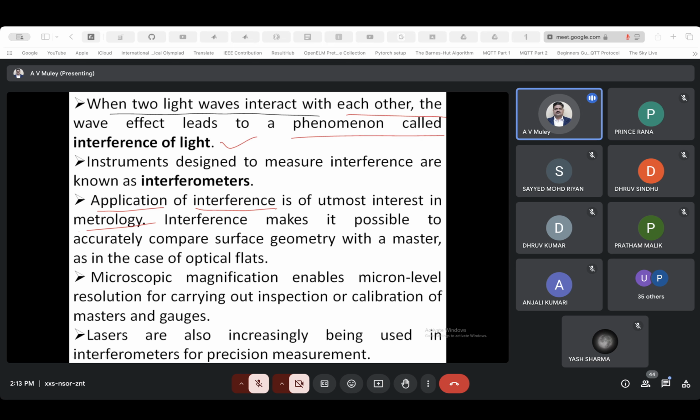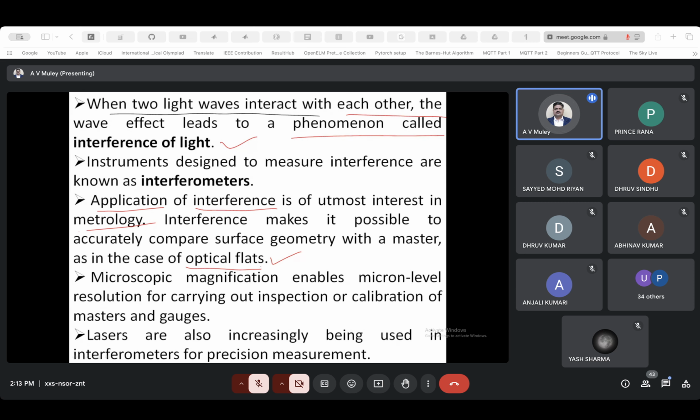Interference makes it possible to accurately compare the surface geometry with the master, as in the case of an optical flat. So we are comparing the flat surface. Suppose you want to calibrate the surface of a slip gauge. For that purpose, we are using the concept of interference, the interferometer, for calibrating these particular slip gauges. And even for that we are using the optical flat.